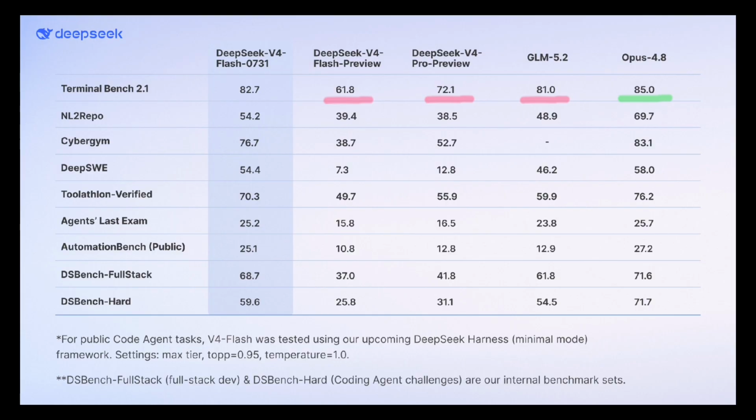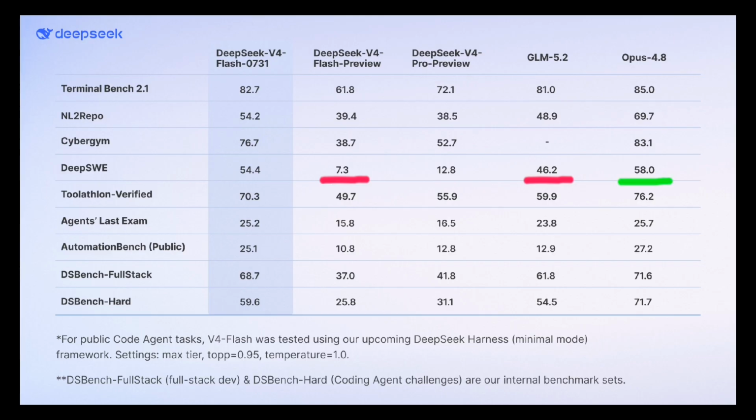On DeepSeek, the previous version was at 7.3. The new release jumped to 54.4, literally a 7x performance leap. For the same test, GLM 5.2 is at 46.2, and Opus 4.8 is at 58.0, so it loses to Opus again.